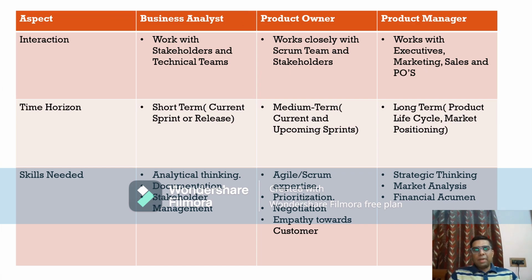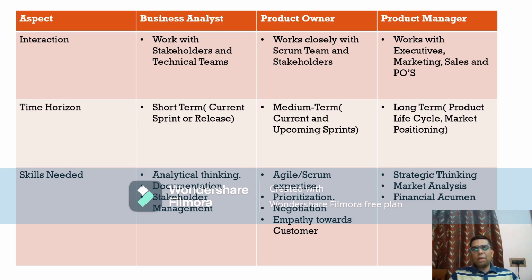So in terms of the interaction, a business analyst mostly interacts with the stakeholders and the technical teams. Okay, a product owner works closely with the Scrum team as well as with the stakeholders, and a product manager works with the executives as well as with the marketing team, the sales team, and the POs. Okay. In terms of the time horizon, a business analyst basically works for the short term, that is, for the current sprint or for a particular release or cadence. Okay. A product owner basically works for the medium term, because that person needs to work in the current sprint as well as in the upcoming sprints also. Okay, because that person needs to prepare the backlog.